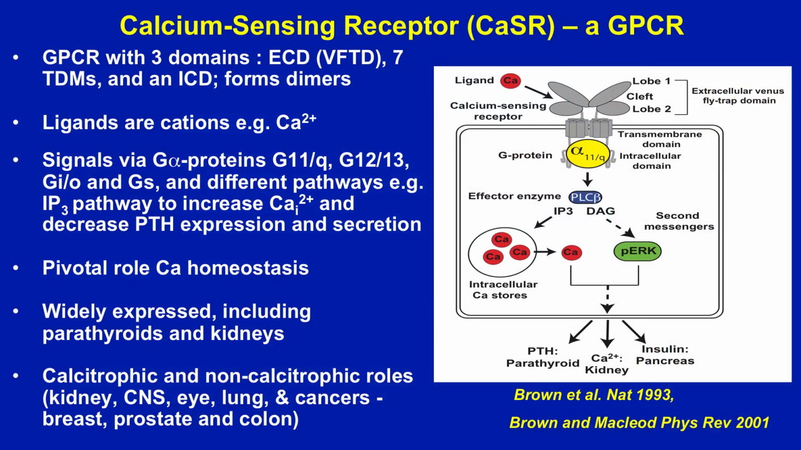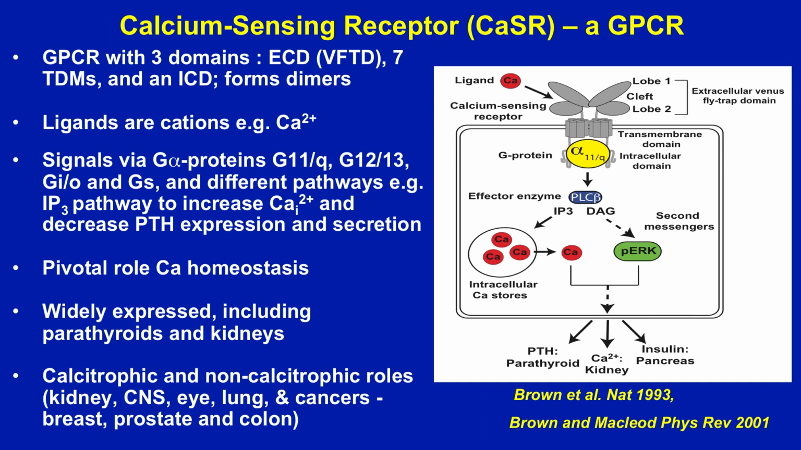So the calcium sensing receptor, it's a G protein coupled receptor, and it's typical of all G protein coupled receptors. It's got an extracellular domain, it's got 7 transmembrane domains, and an intracellular domain. And the extracellular domain in this class of GPCRs is a very large one which forms this bilobed Venus flytrap domain, which is where the binding sites for calcium are.